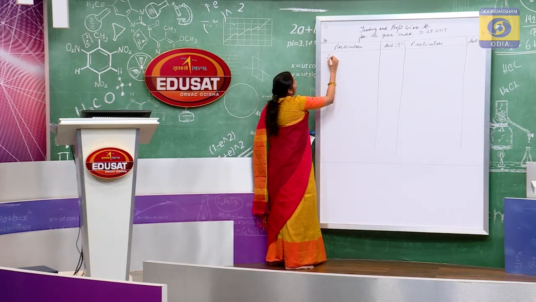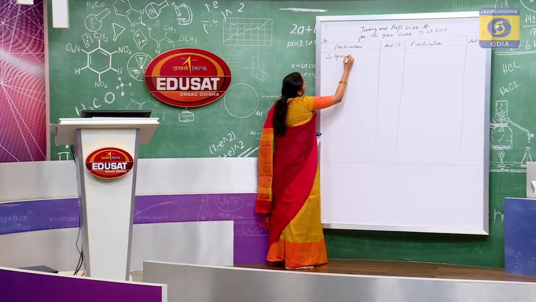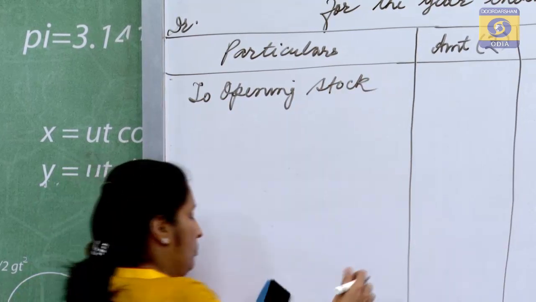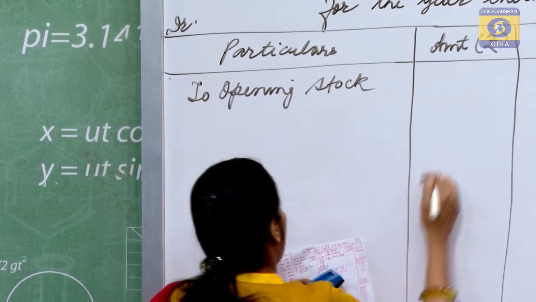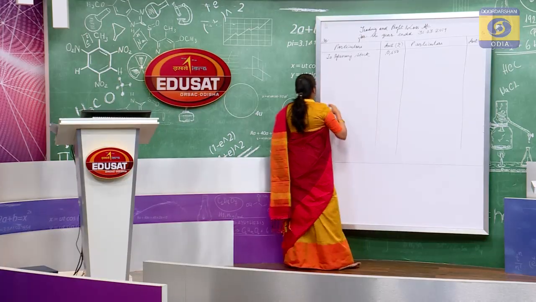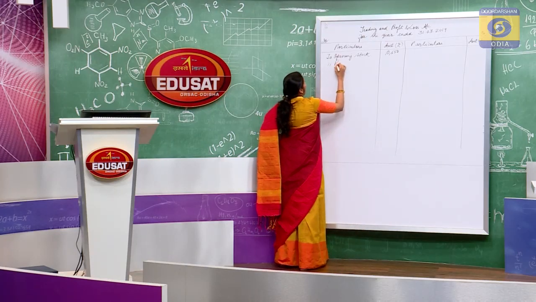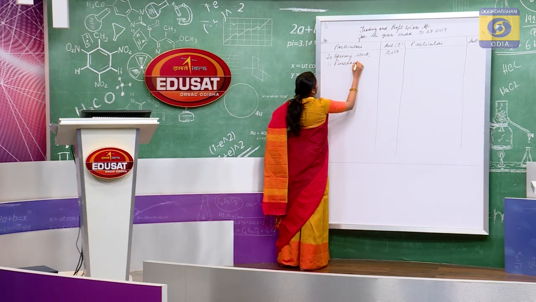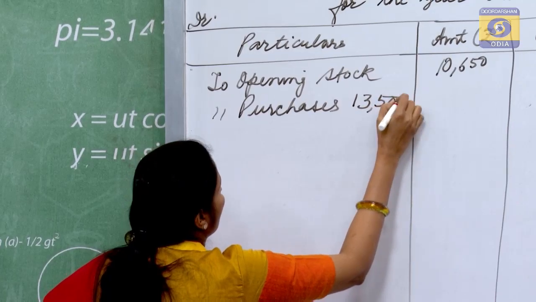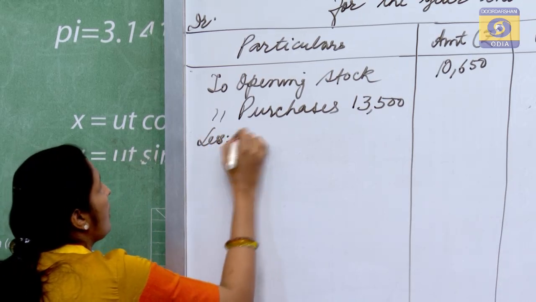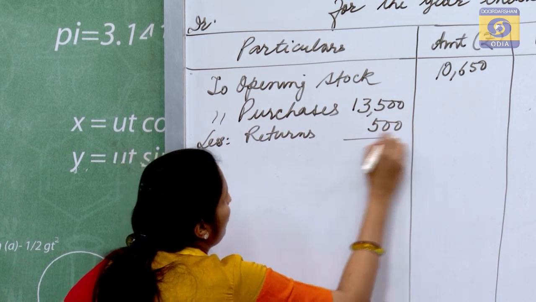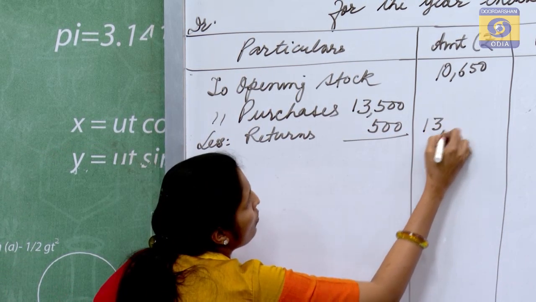To opening stock, the opening stock amount given to us is 10,650. The next item given to us is purchases. So, to purchases we will have on the debit side, purchases amount is 13,500 less returns. Returns given to us is 500. So, what goes to the outer column is 13,000.